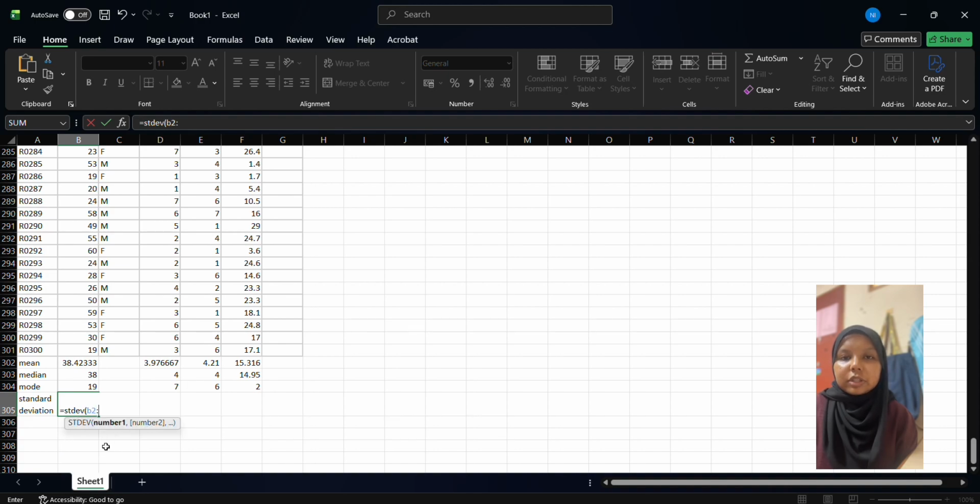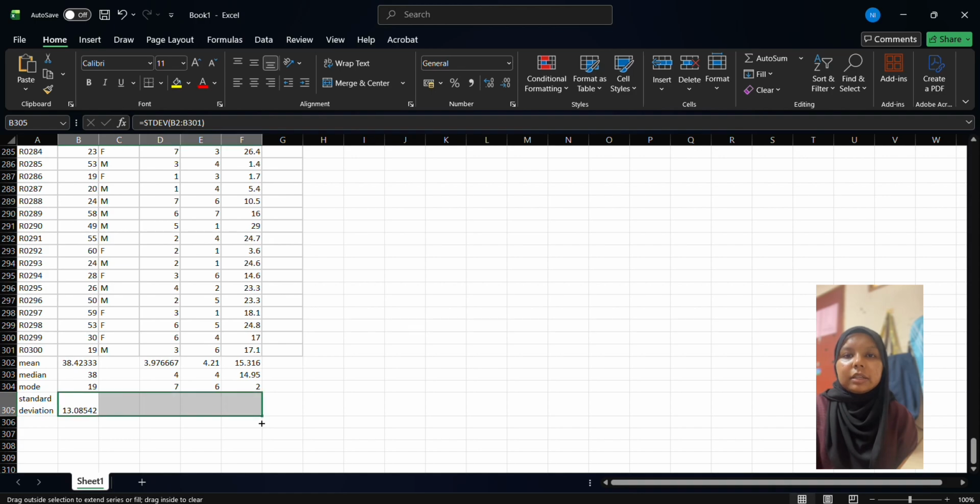Lastly, I'm going to do the standard deviation. Write standard deviation and then write the formula, which is equal STDEV, then the bracket. Then insert B2 and put a colon after that. Close the bracket and you get the standard deviation for it.